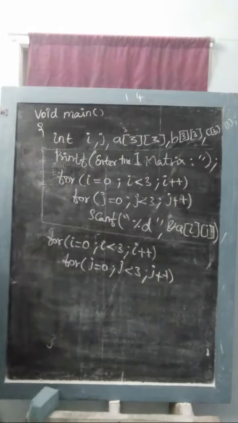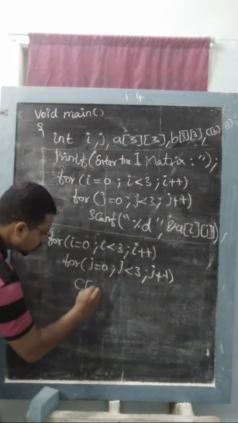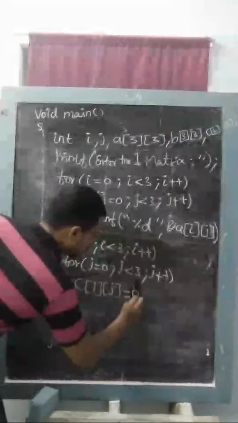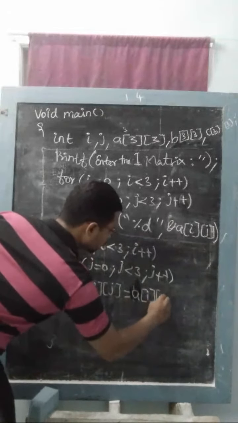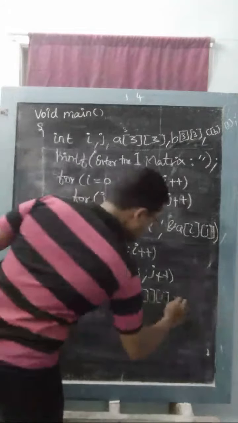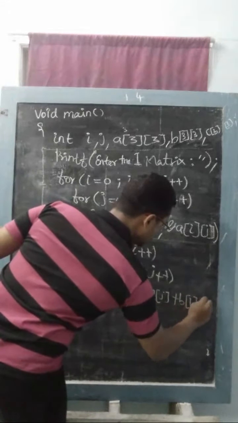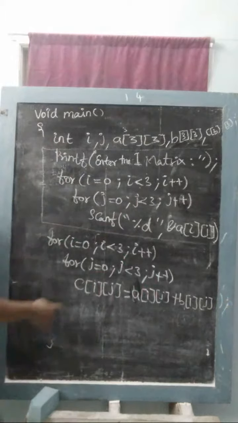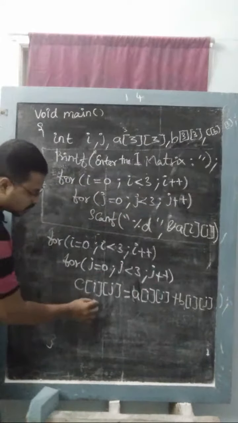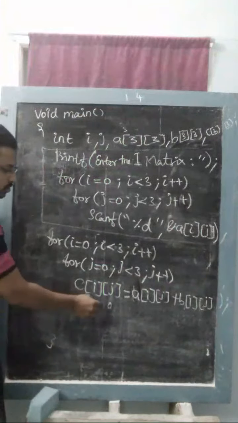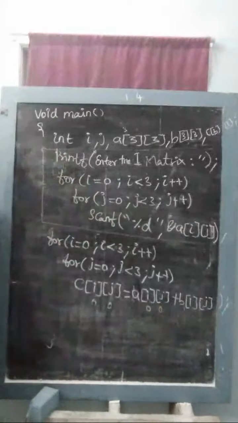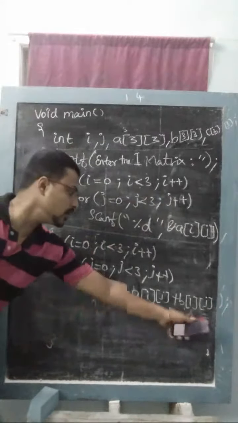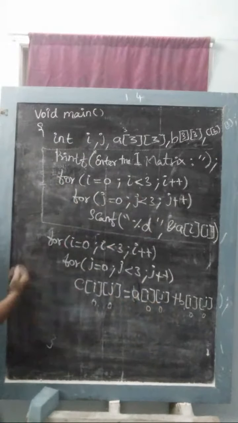So you have to add now: C of I of J is equal to A of I of J plus B of I of J. You got it? C of I of J. That is, when it is C of 0 0, you have to add the element in A of 0 0 and the element in B of 0 0. After adding, what should we do with the sum of the two? We have to substitute it into C.